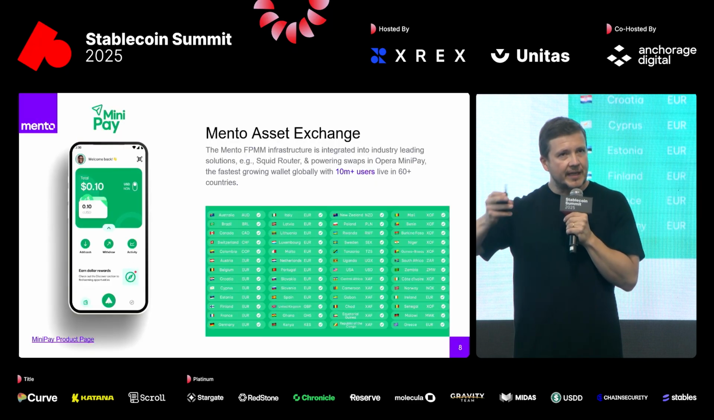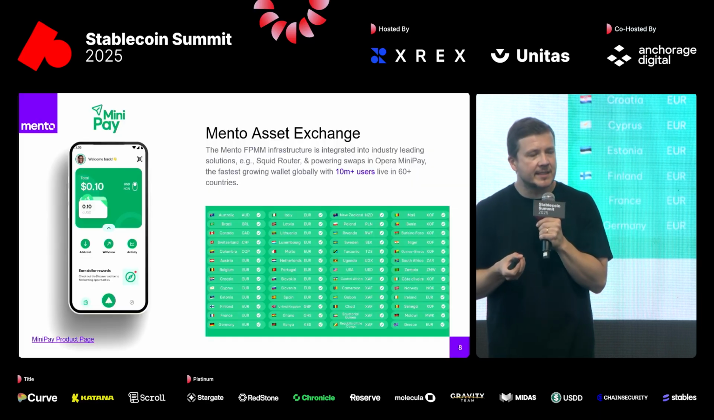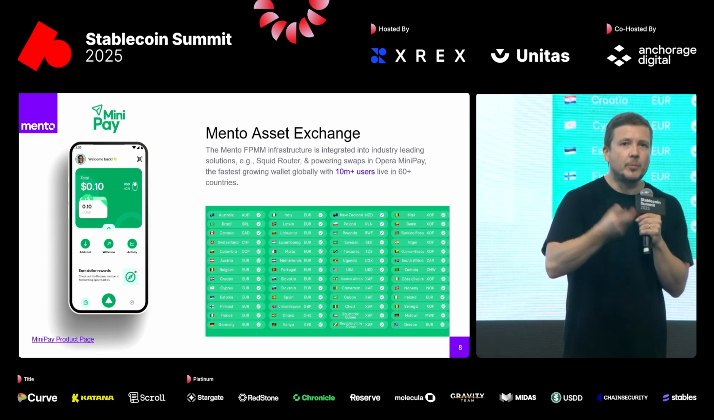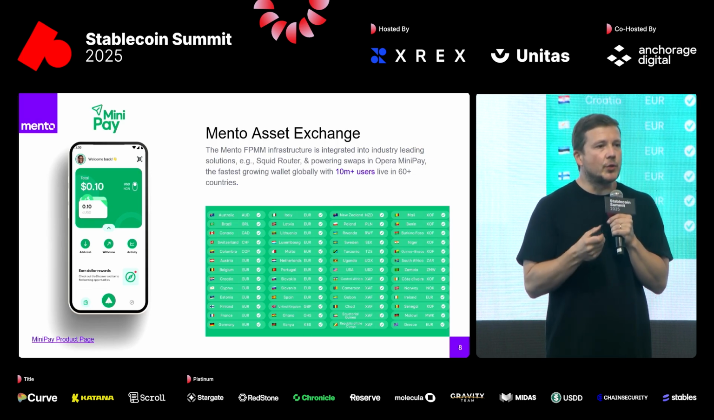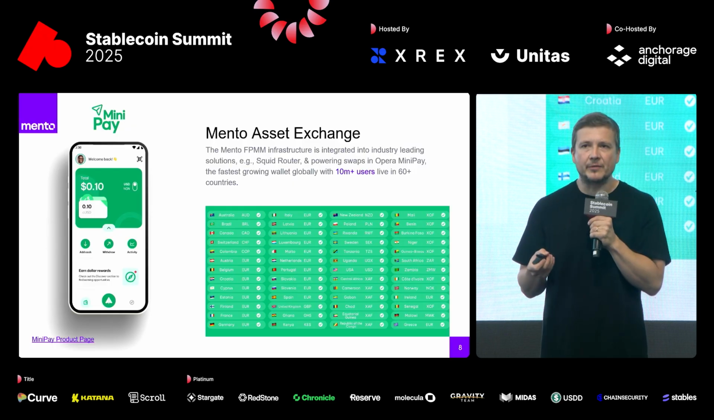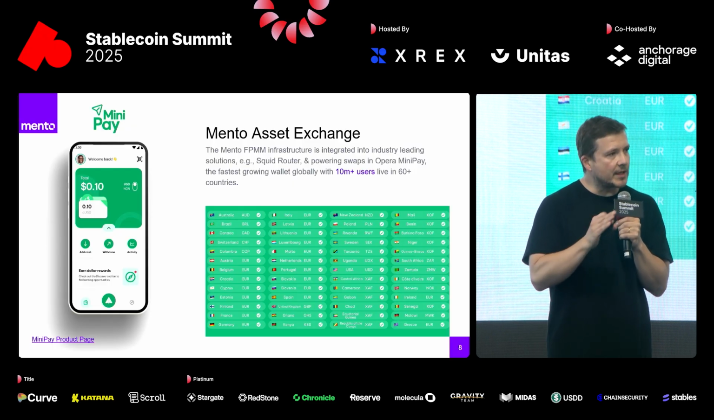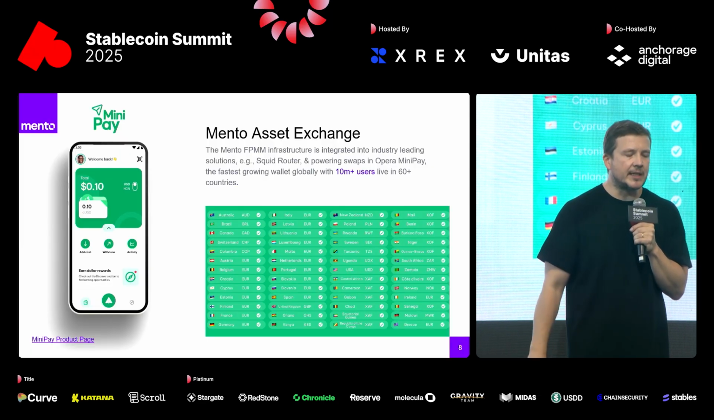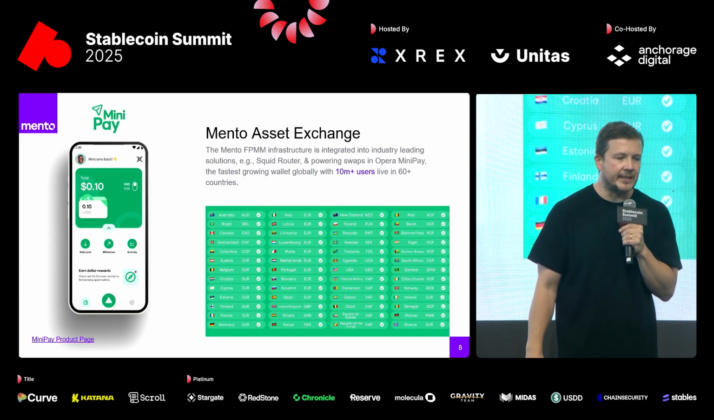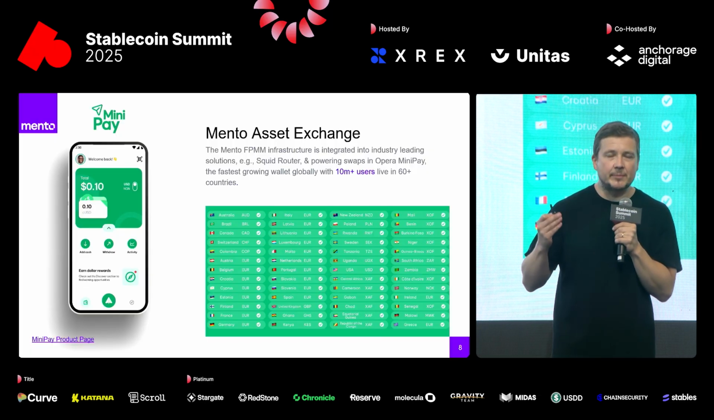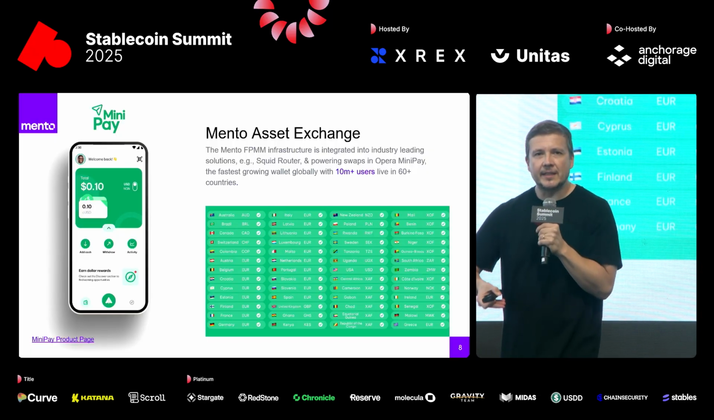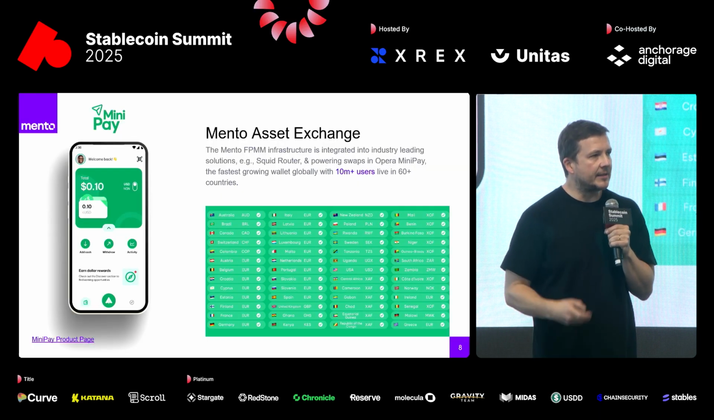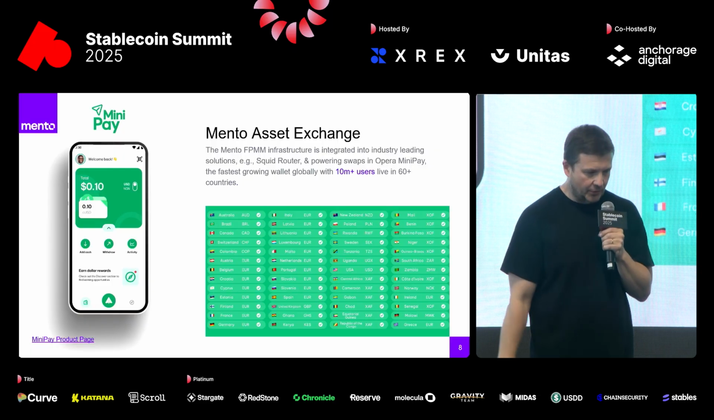The Mento functionality, these certain types of markets, already sit in widely used wallets. There's, for example, a wallet by Opera called MiniPay that also uses the Mento swapping function that basically allows users to swap between different stablecoins using these new type of markets that we are offering here. MiniPay already has more than 10 million users globally, so I think a global wallet like this is especially interesting to bring, in the end, FX markets to users.